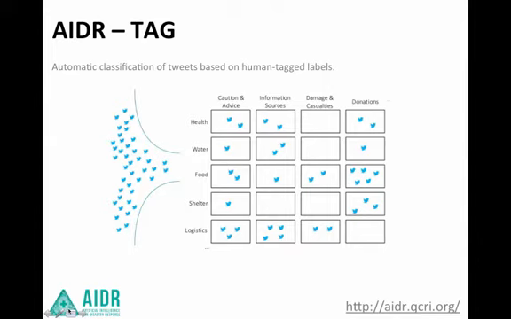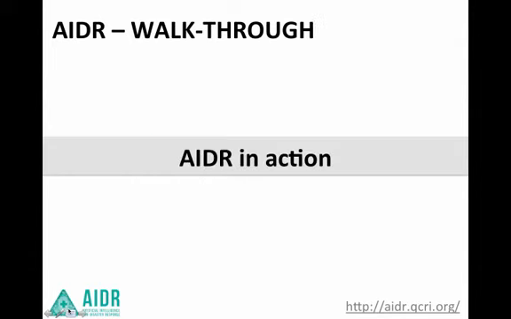So for example, here we see a rubric that shows there are 2 tweets in a particular collection that involve information about both food and damage and casualties. There's 1 tweet that mentions information about shelter, and so on. So now we're going to take you through a walkthrough of AIDR, and you can see it working in action.